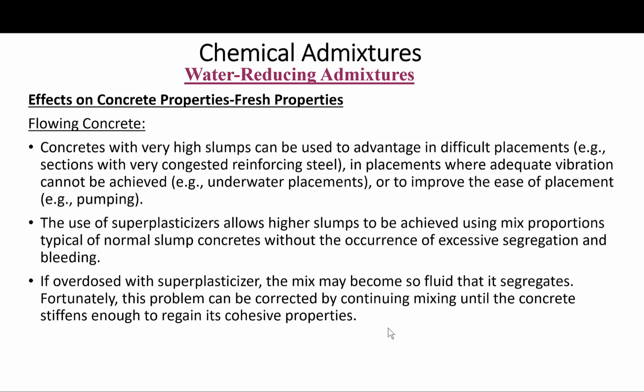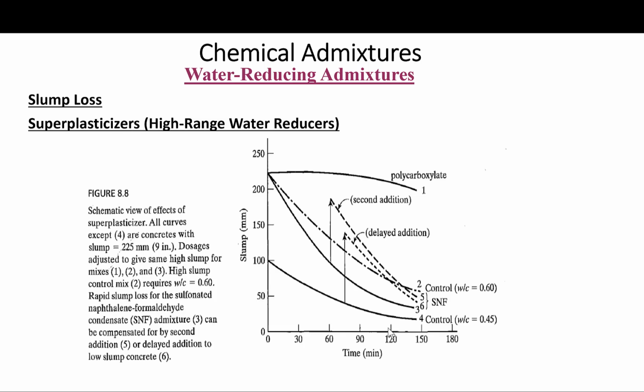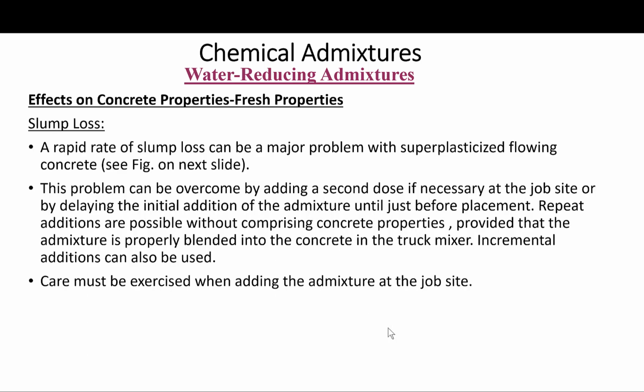So let's look at the slump and the slump loss, what the effect of these admixtures could be. A rapid rate of slump loss can be a major problem with superplasticized flowing concrete, as we will see on this figure here. While slump loss is a problem with any high slump concrete, it may be even aggravated by the use of some superplasticizers. And again, to avoid surprises, test the product you intend to use.